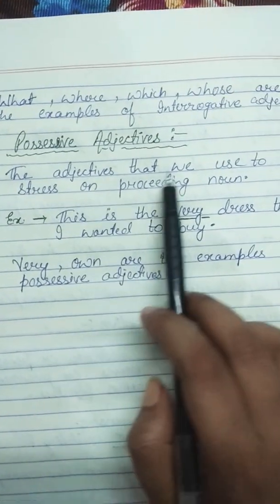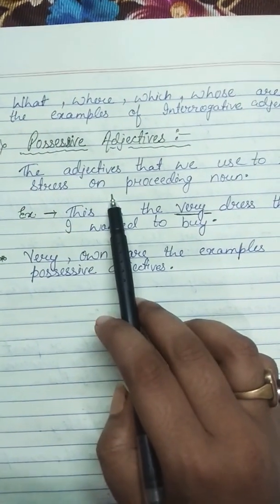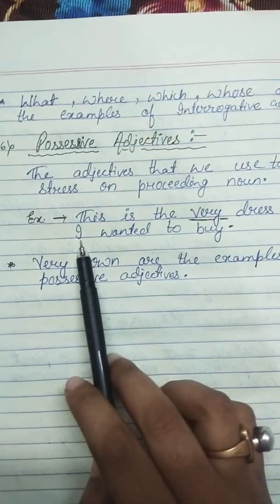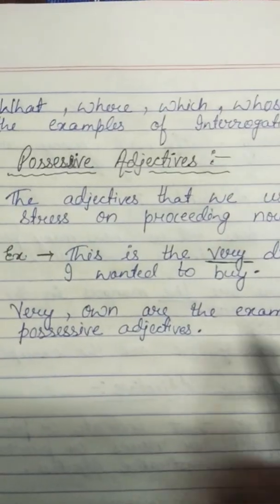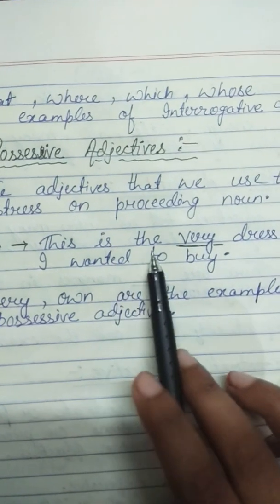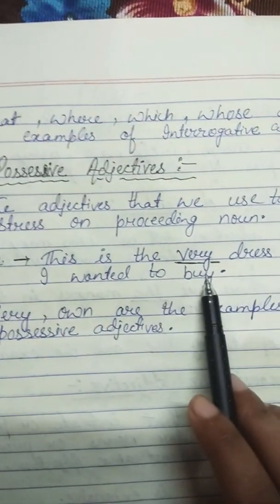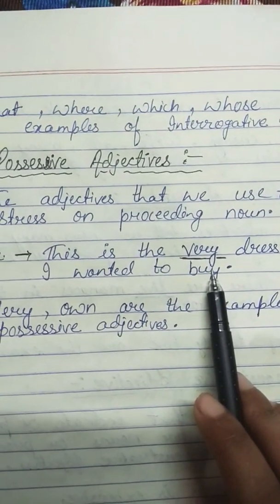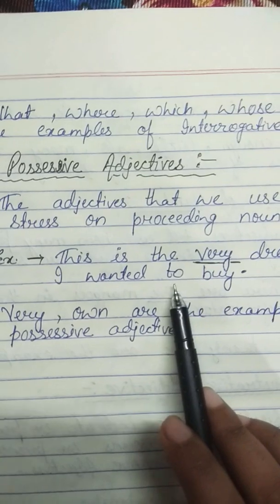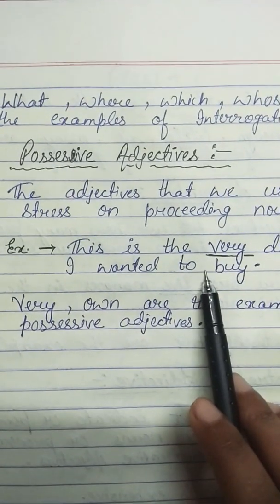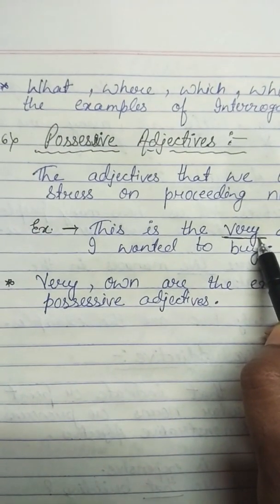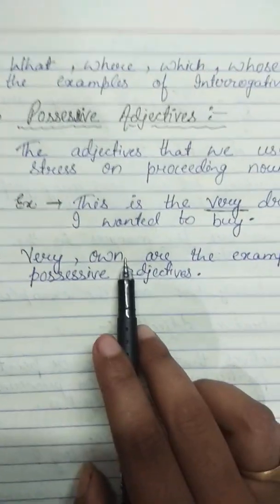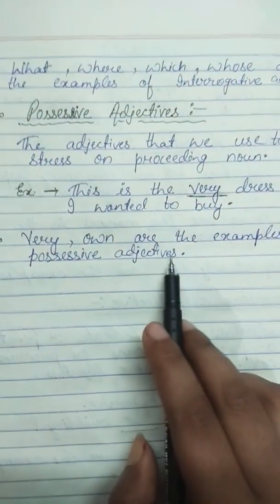The adjectives that we use to lay stress on the preceding noun. For example, this is the very dress that I wanted to buy. So I am talking about the dress. If I say this is the very dress that I wanted to buy, the word very is possessive adjective. So very, own are the examples of possessive adjectives.